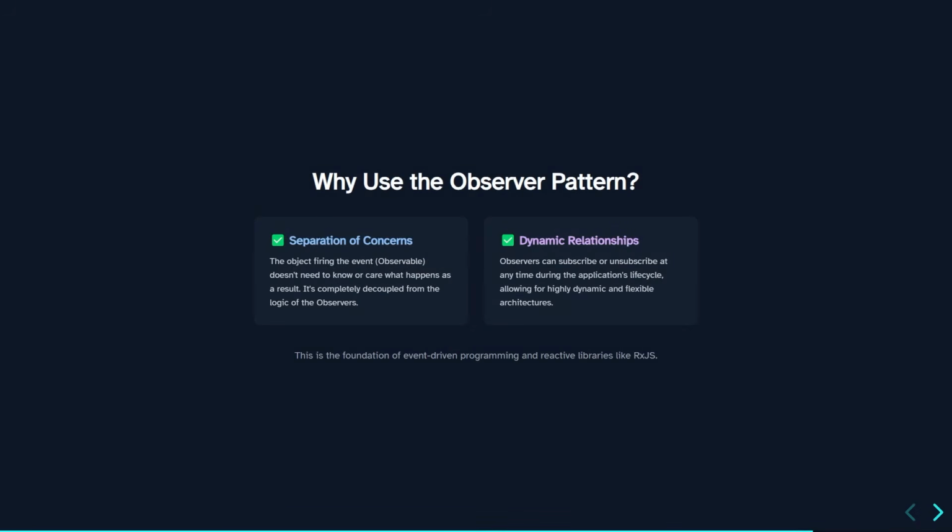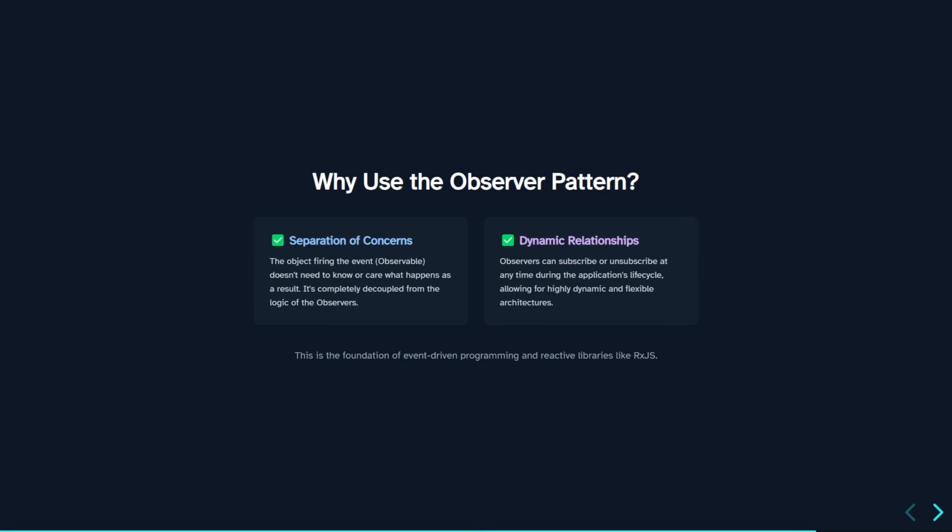So, why is this pattern so fundamental? First, separation of concerns. The observable's only concern is to report that an event occurred. It doesn't care what happens next. The observer's only concern is to react to that event. This makes your code incredibly clean and easy to reason about.